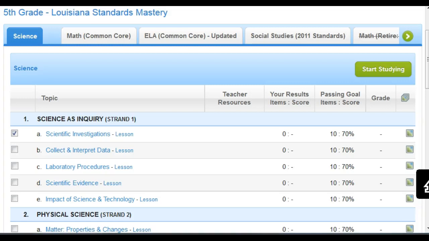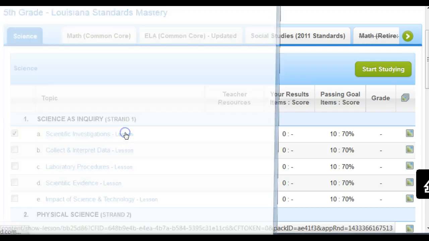Hi students, we're here with our 5th grade Study Island mini lesson, and today we're looking at Strand 1, Scientific Investigations.